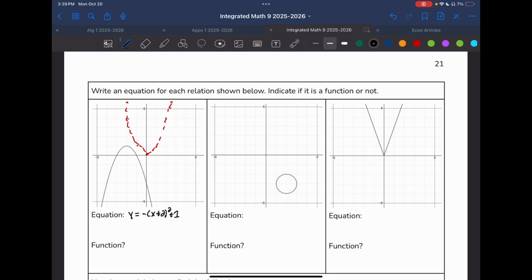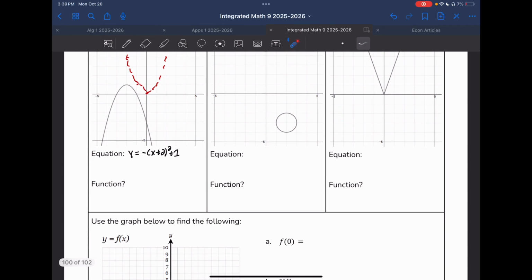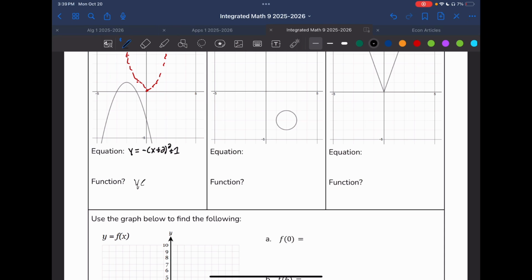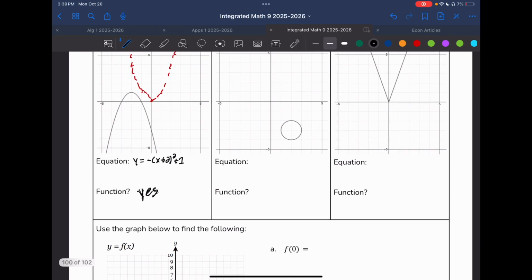All right, so you think about that as we start with our normal parabola. If we flip it, we're there. If we move it 2 to the left, we're there. If we move it up 1, we're there. And if we reflect all of those in the equation, this is what we end up with. And then is this a function? Yes, this is a function. Passes the vertical line test.